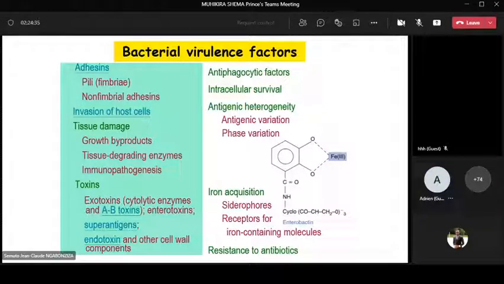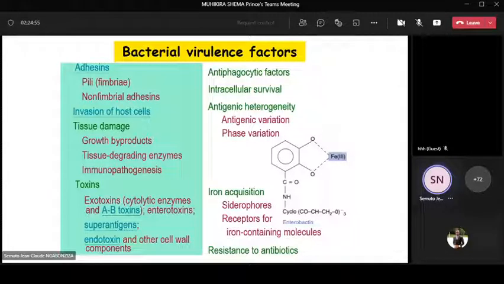There are factors associated with virulence. One, as you said, the bacteria have to really stick on the host cell, and it uses adhesins. Some adhesins are pili, like fimbriae, which we have seen, and some others are just secretory substances on the surface, and those are called non-fimbrial adhesins.